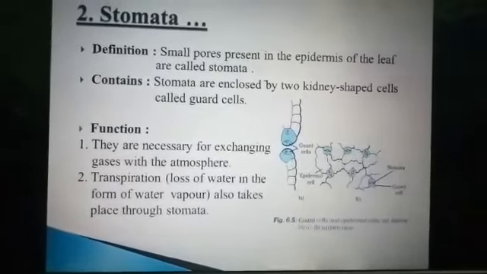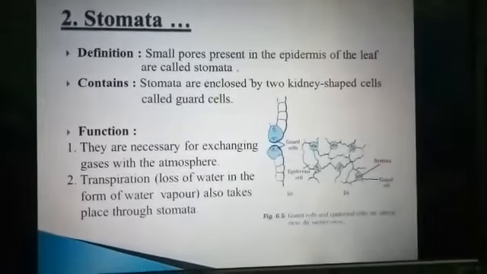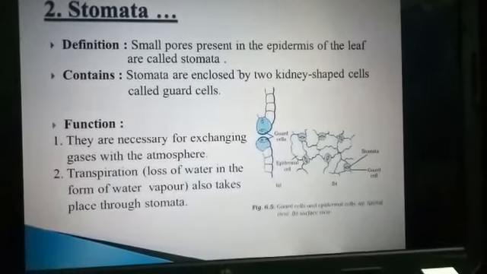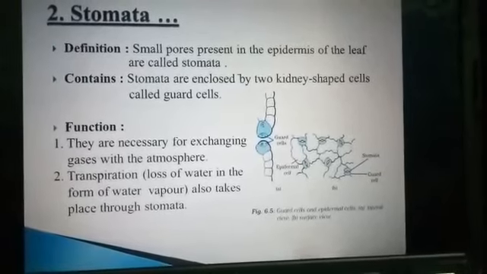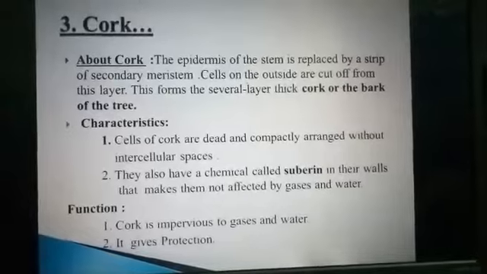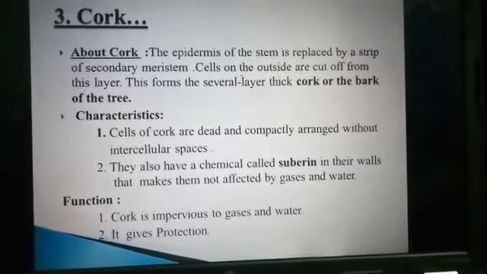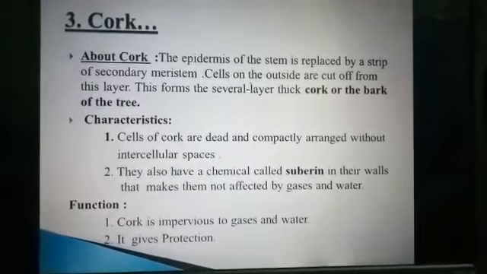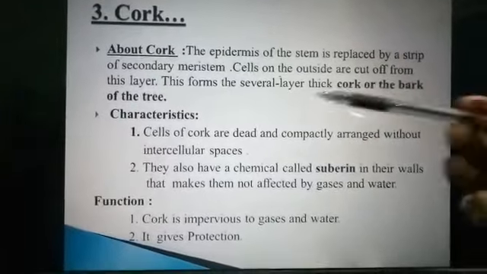Okay, what does carbon dioxide do? It takes in carbon dioxide and releases oxygen during photosynthesis. And about transpiration, there is loss of water in the form of water vapor only through stomata, right? Then number 3rd is cork. A beautiful term, cork. You have seen cork before, it is even played with, but here we are talking about cork, the bark of the tree.